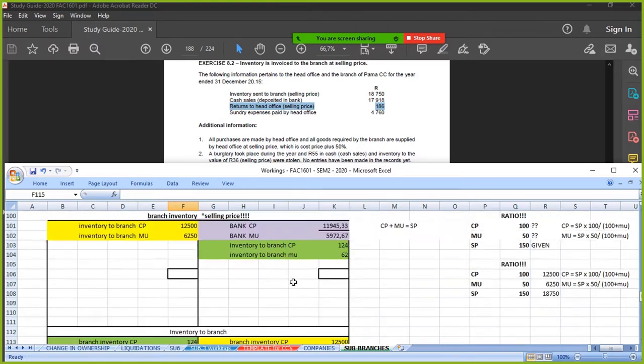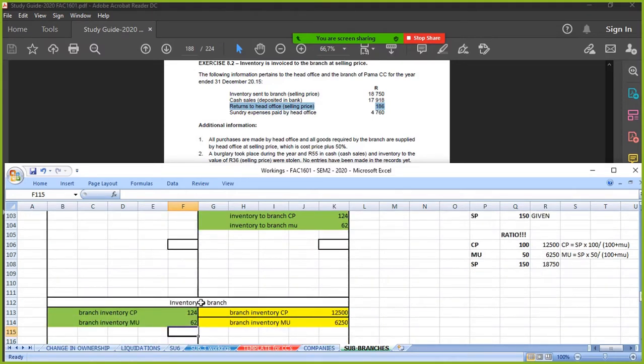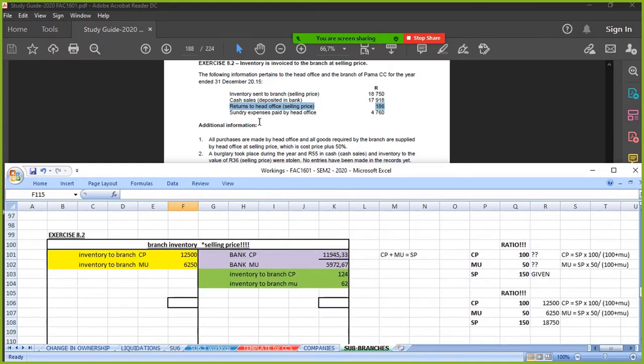Yes. Okay. All right, so now that you have the branch inventory at selling and you've got the inventory to branch, you've shown the markup, and you've shown the inventory. Perfect. So now I need to go and look at the sundry expenses paid by the head office. What do I do with that?